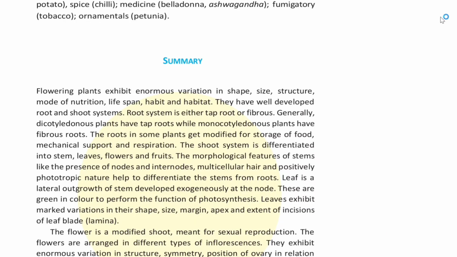The shoot system is differentiated into stem, leaves, flowers, and fruits. The morphological features of stem, like the presence of nodes and internodes, multicellular hair, and positively phototropic nature, help to differentiate the stem from roots. The leaf is a lateral outgrowth of the stem developed exogenously at the node. These are green in color to perform the function of photosynthesis. Leaves exhibit marked variation in their shape, size, margin, apex, and extent of incision of leaf blade, that is lamina.